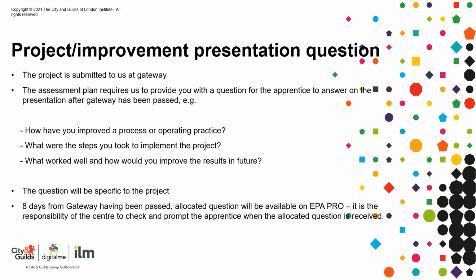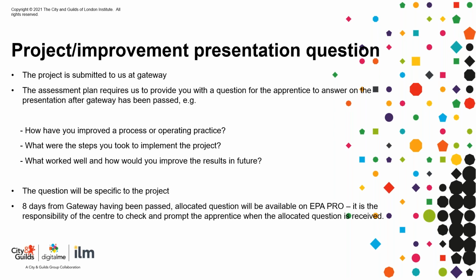So moving on to the project improvement presentation question. Juicy spoke about this last time, and I just want to clarify the process for you. As you know, the project needs to be submitted to us at Gateway so that we can provide you with a question to answer within the presentation. The standard lists these 3 example questions. How have you improved a process or operating practice? What were the steps you took to implement the project? What worked well? How would you improve the results in future?